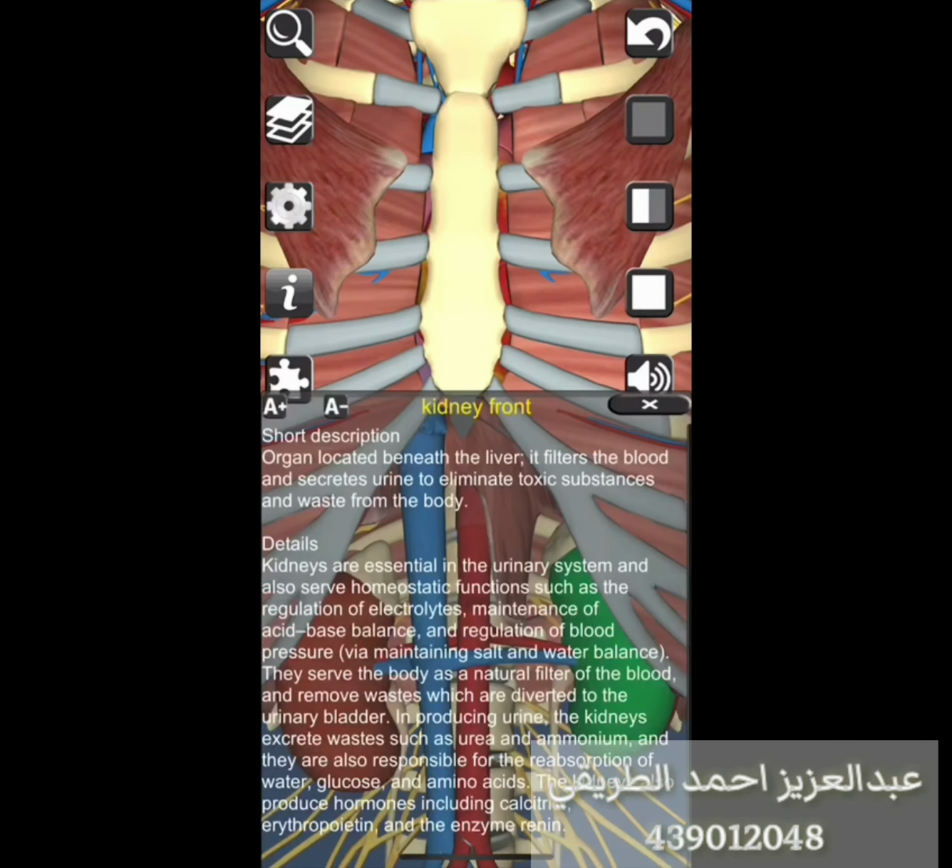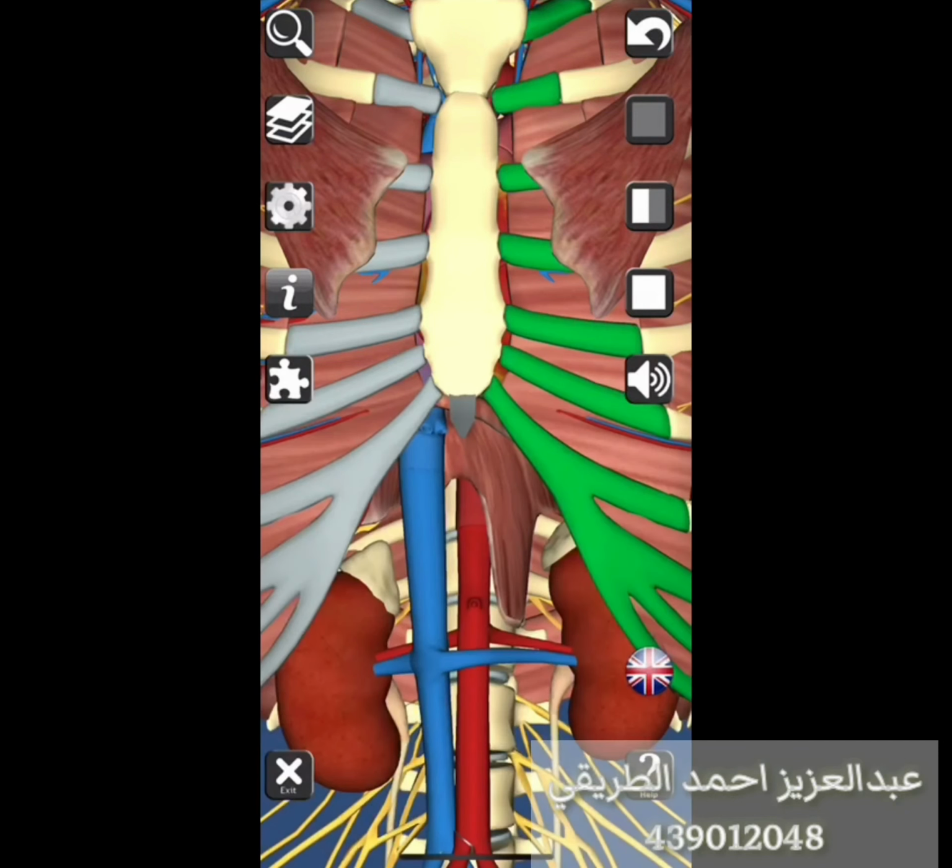So we have here a little description about the kidney. It filters the blood and secretes urine to eliminate toxic substances and waste from the body.